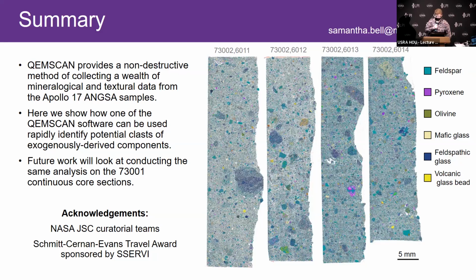To summarize, ChemScan is a really useful, non-destructive method. We collected a wealth of data, and there's a lot more that we can do with the data from these scans. But here we've shown that the ChemScan software can be used to rapidly identify potential clasts of exogenously derived components. It was a much quicker method than manually identifying these clasts in the thin sections. In future, we're hoping to use this method on the 73001 continuous core sections, so hopefully we might have a little bit more luck with those.